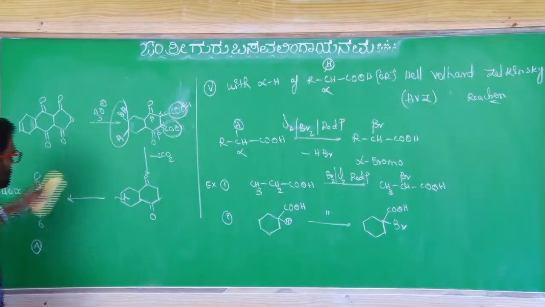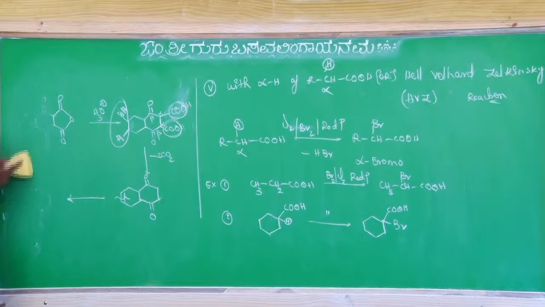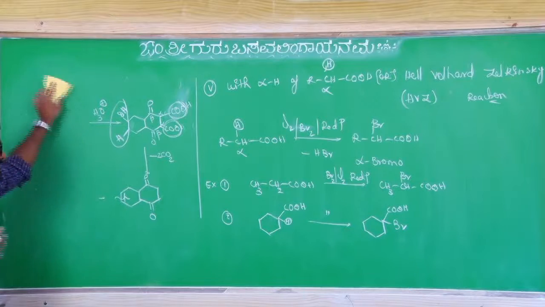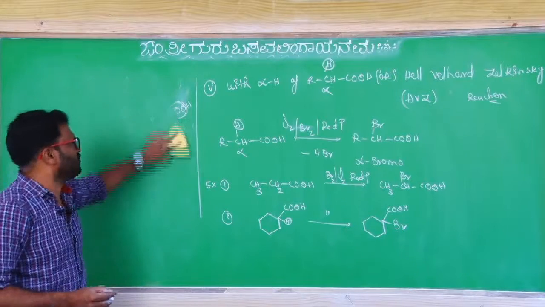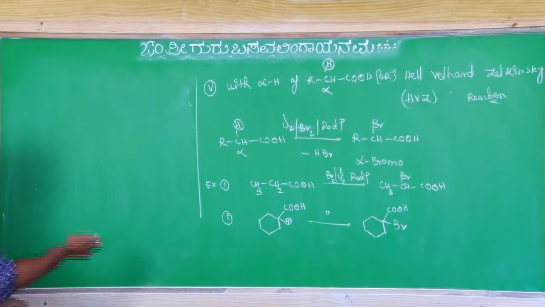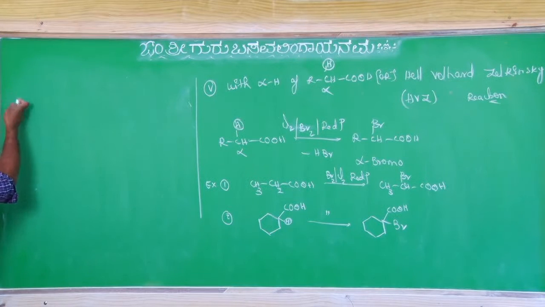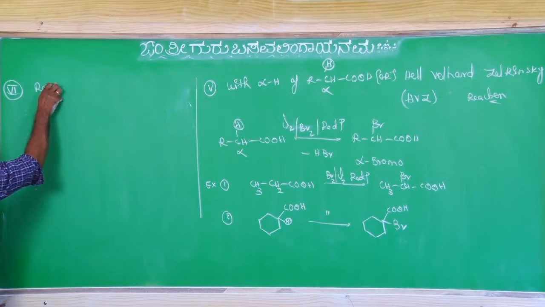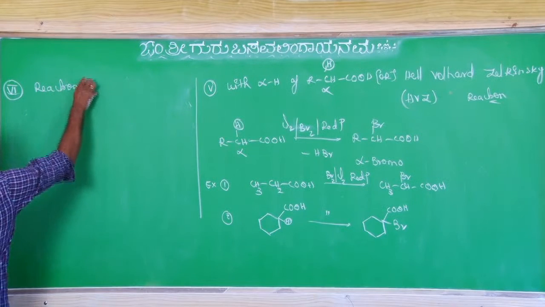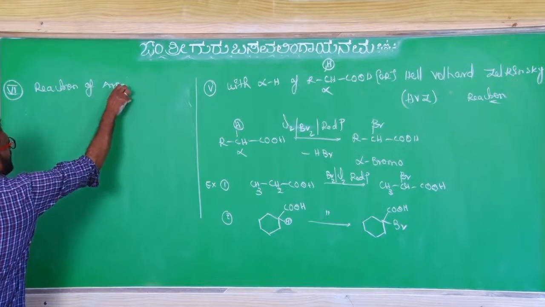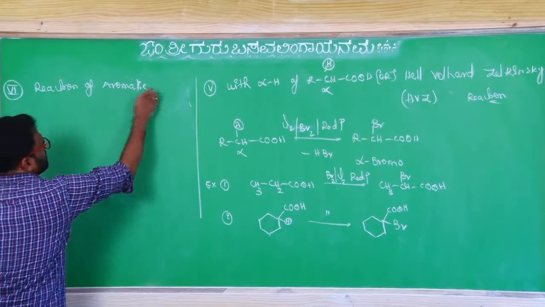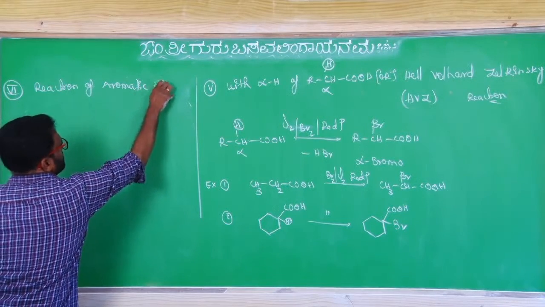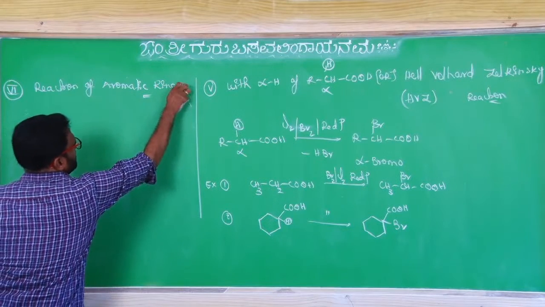Next, reactions with the aromatic ring. In case of aromatic carboxylic acids, let me take the next one. This is the sixth type. If there is an aromatic ring, then only you can apply this reaction. Write down: reaction of the aromatic ring. So when there is an aromatic ring, what will we get?